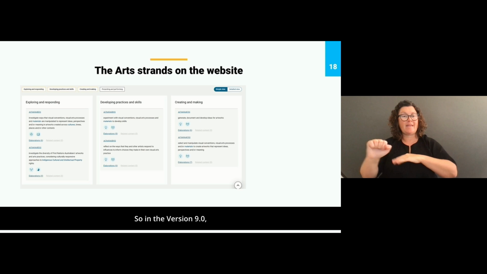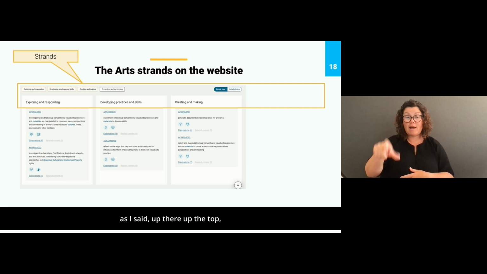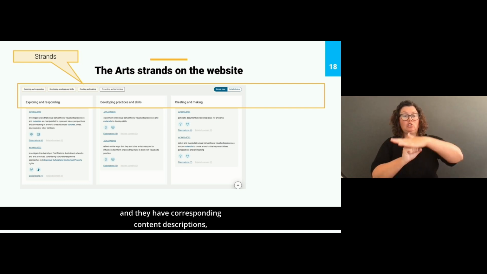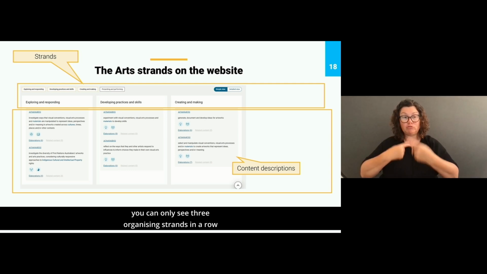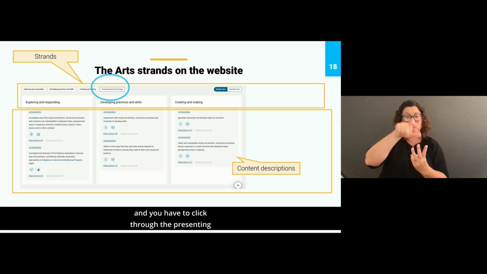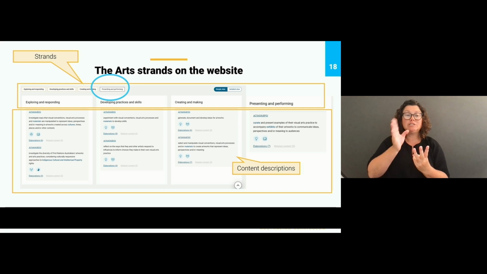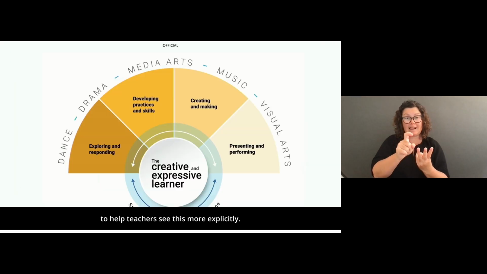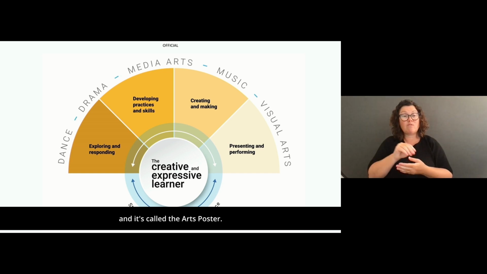So, in version 9, the four strands have been made explicit, as I said, up the top, and they have corresponding content descriptions, like I was telling you. But on a website page, you can only see 3 organising strands in a row, and you have to click through the presenting and performing strand to get to our 4th strand. So we've decided to make an infographic to help teachers see this more explicitly. It can be downloaded from the website, and it's under the Arts Downloads I showed you on that very first page, and it's called the Arts Poster.